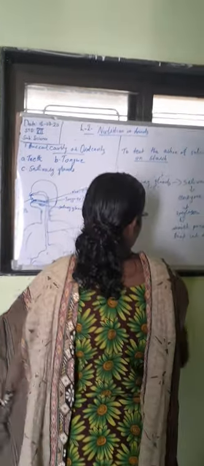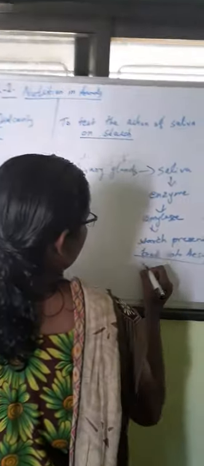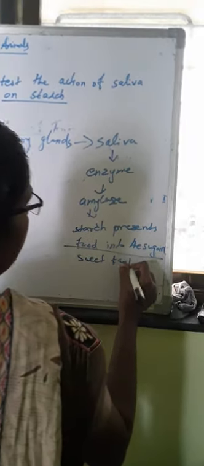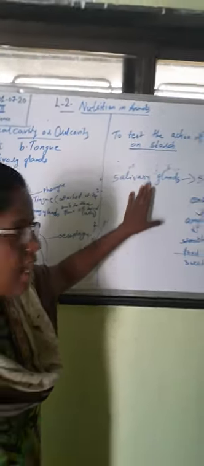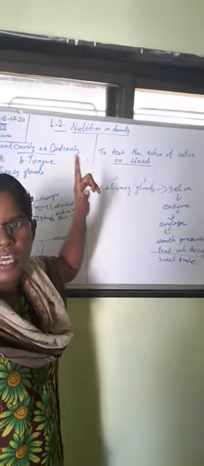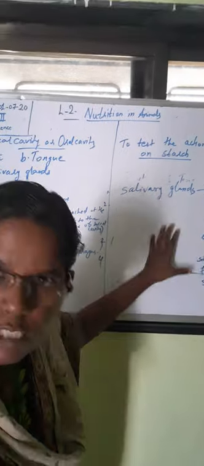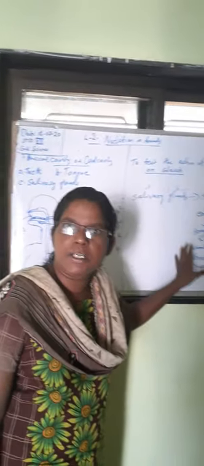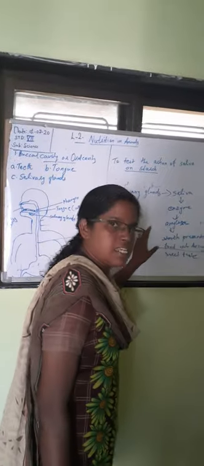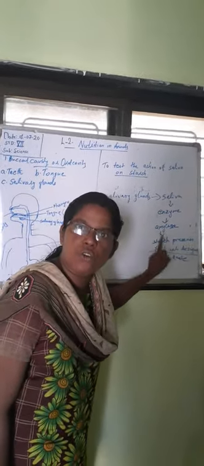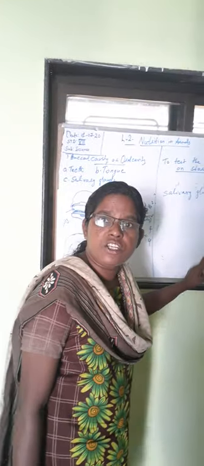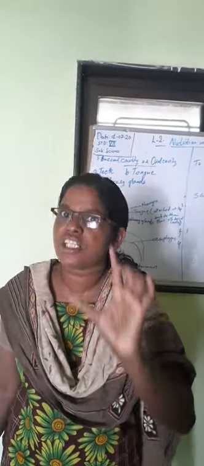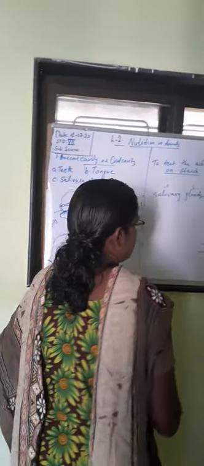Understand? Once again, the salivary glands produce saliva, and the saliva contains an enzyme called amylase. Amylase converts the starch present in food into sugar. So when we chew food for 5 minutes, a sweet taste is present inside the mouth. Understand? Okay. So this is the salivary glands.